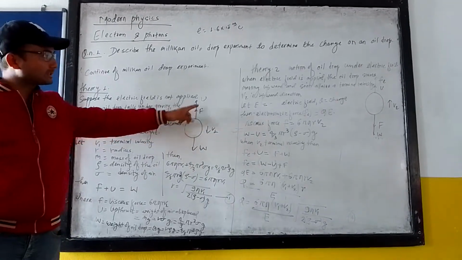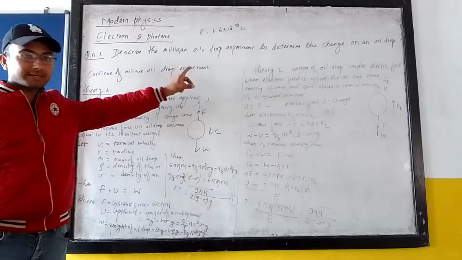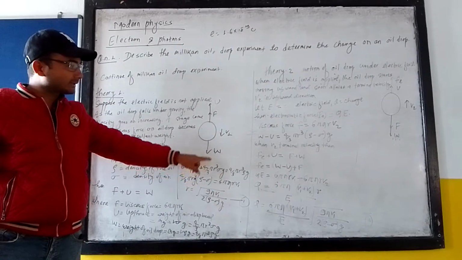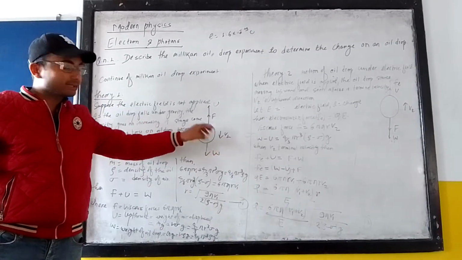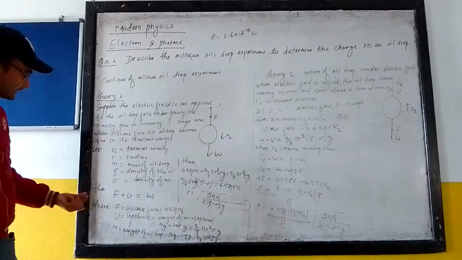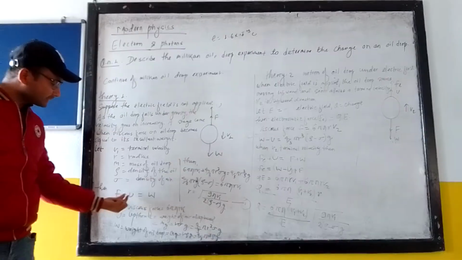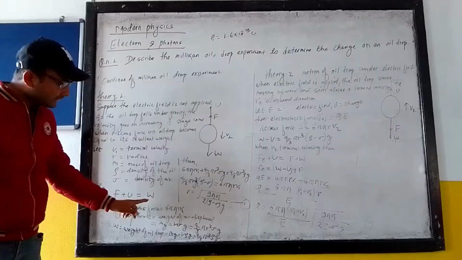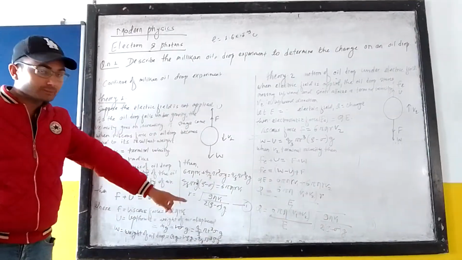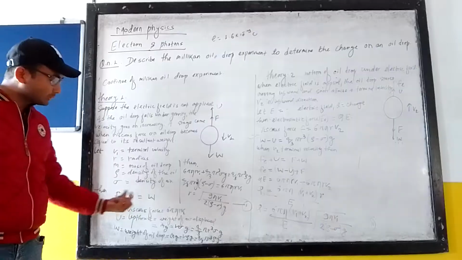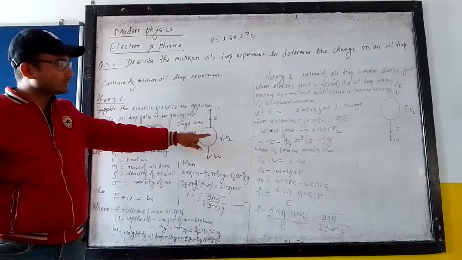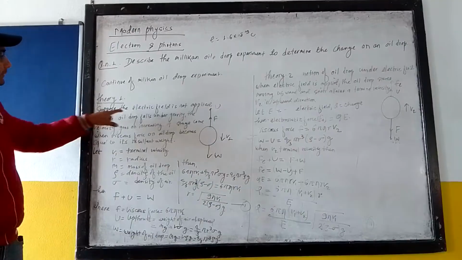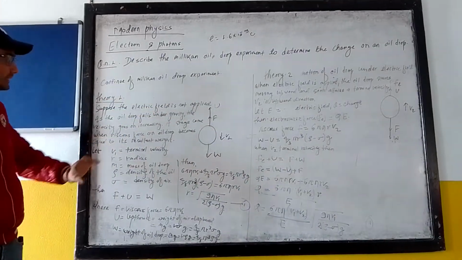Here are the two forces, upthrust and viscous force, which are in the upward direction, and the weight of this oil drop is in the downward direction. When it has the terminal velocity, you can see this condition. These two forces, F plus U, that means viscous force plus upthrust, are in the upward direction, and the weight is in the downward direction. When these two become equal, only then does this oil drop attain terminal velocity V1. Here suppose the electric field is not applied. Here there is no electric field.